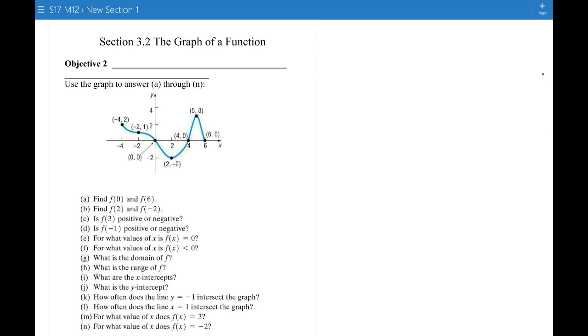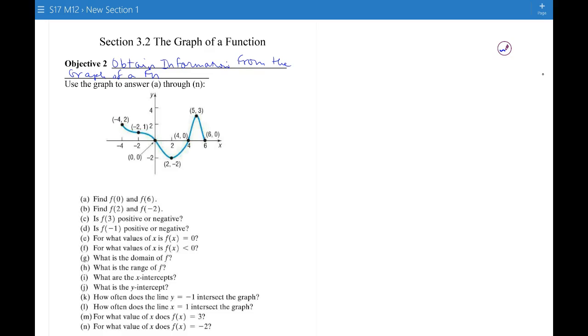So objective 2 is going to be obtaining information from the graph of a function. There's a lot of information there, and we need to know how to pull it off of the graph. Okay, so we're going to use this graph to answer all these questions, A through N.